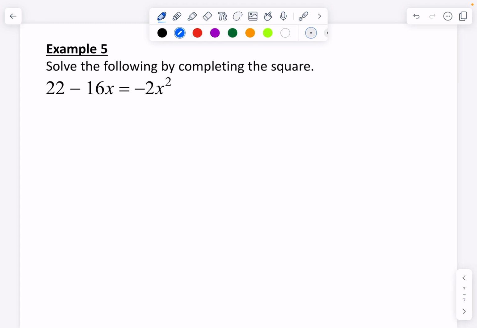Solve by completing the square. Okay, so variables on one side, everything on the other. I like to have my variables on the left side. So I am going to add this 2x squared over, and then I have a 16x. I am going to get this 22. I'm going to subtract that over to the other side.